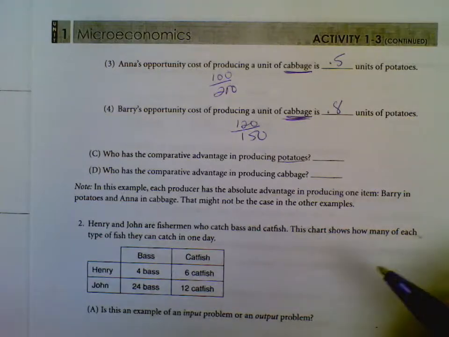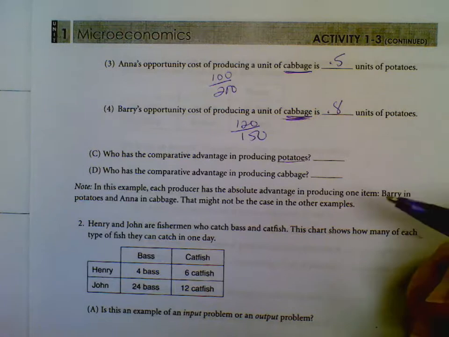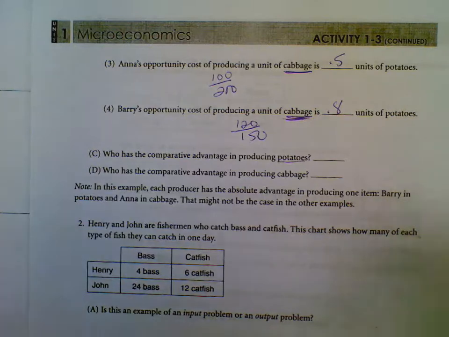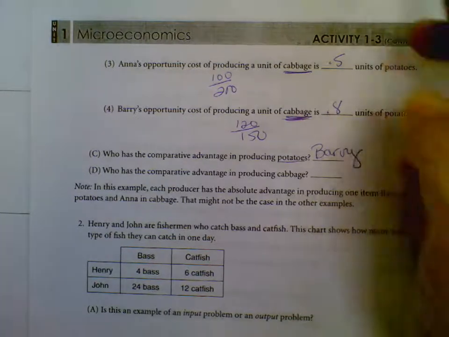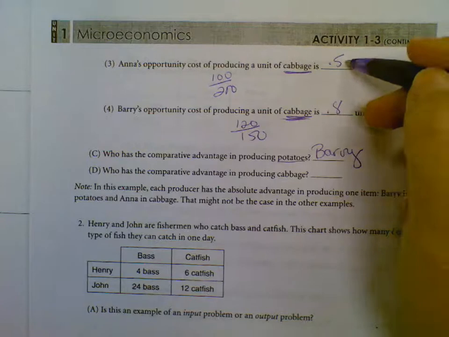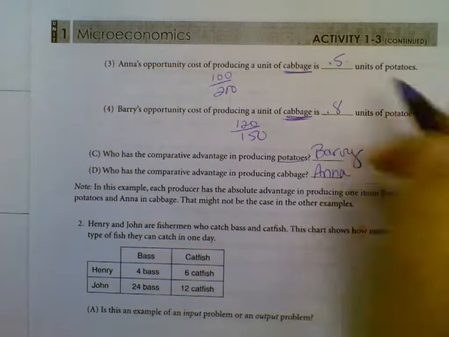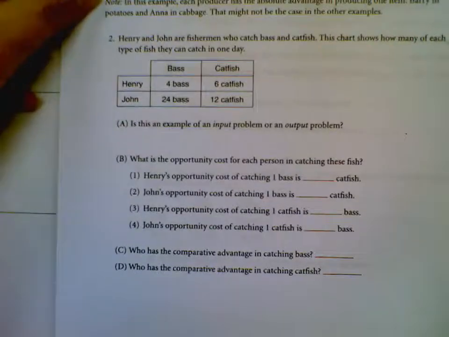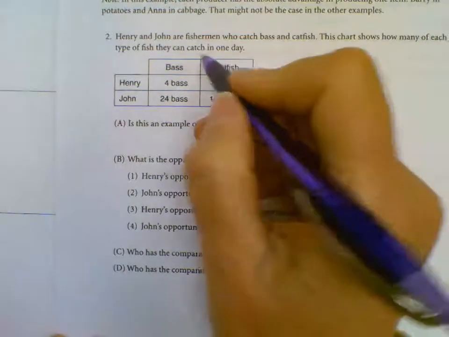So it says who has the comparative advantage in producing potatoes. We're going to look back at the front page. Barry's opportunity cost is 1.25. Anna's opportunity cost is 2. His is lowest, so Barry should be making potatoes. When we look at the opportunity cost here of producing cabbage, since Anna has the lowest opportunity cost, she should produce the cabbage.